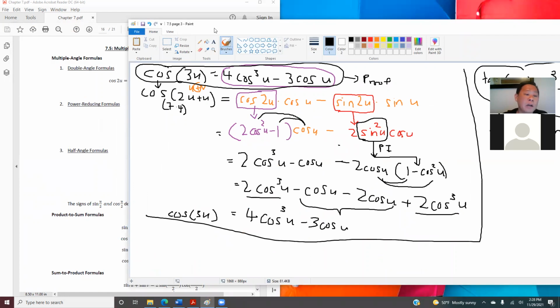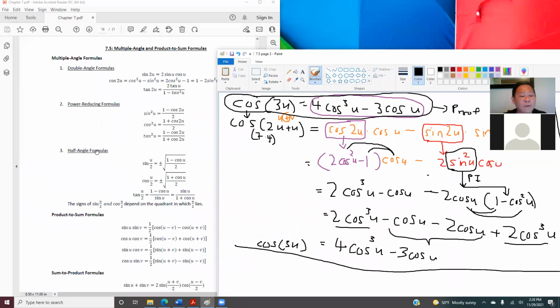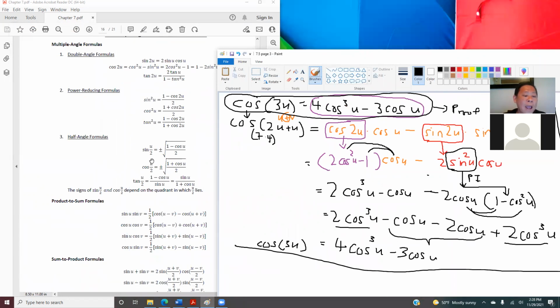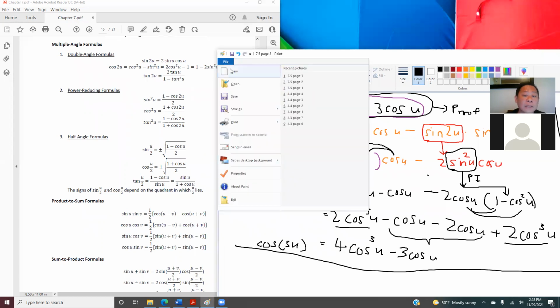So the next one we're going to talk about is your half angle formulas. What are half angle formulas? Your angle is cut in half. Where does this formula come from? It actually comes from your power reducing.